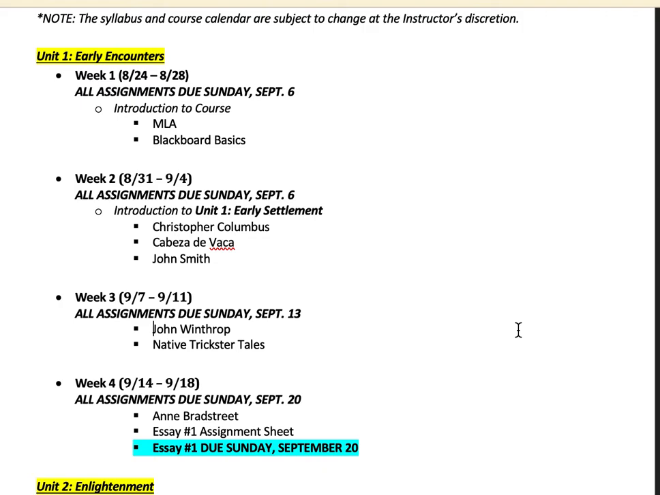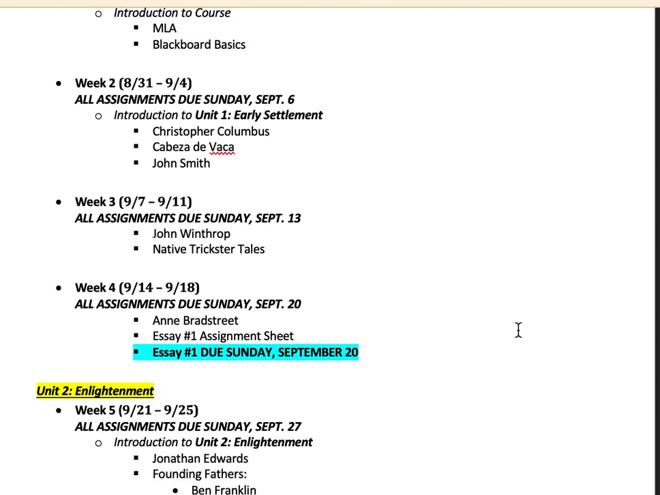We're looking at all kinds of non-canon voices, I should say. So that really is one of the goals, is that we do explore those often marginalized voices as well. So you'll see that we are looking at Columbus, De Vaca, and John Smith, as well as John Winthrop, and some Native trickster tales. And then we'll also look at Anne Bradstreet in week 4.